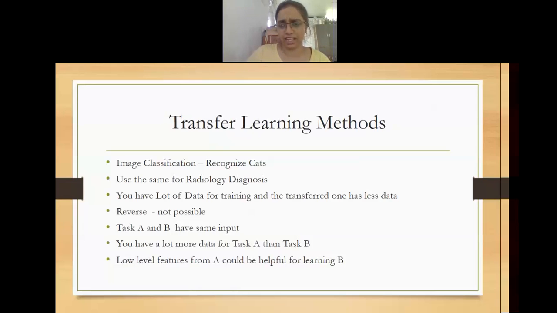So when you can't do that, you could use an already trained model which successfully works on recognizing cats. You could use this model, which is used for recognizing cats, to do this. The reverse, you may not be able to do, because you've already tweaked the weights.